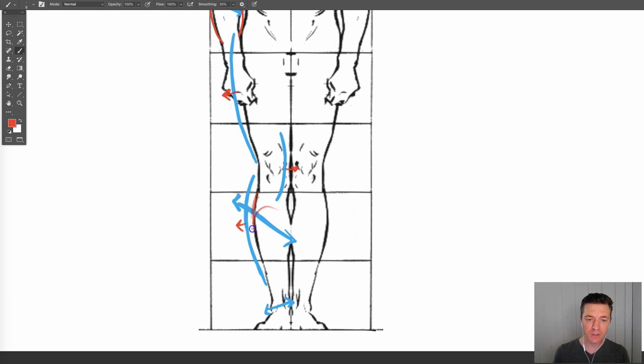The calf is not a perfect round where the outside is here and here. No, the outside goes out here and then down there. The ankle bone is not even across. It has a lean, so the outside part is here, the inside part is up there.